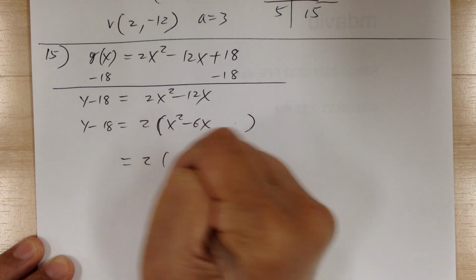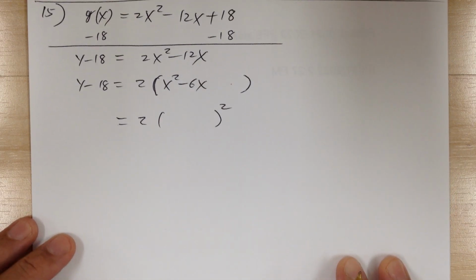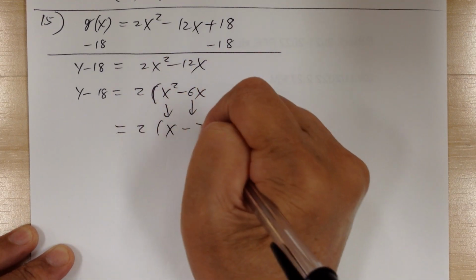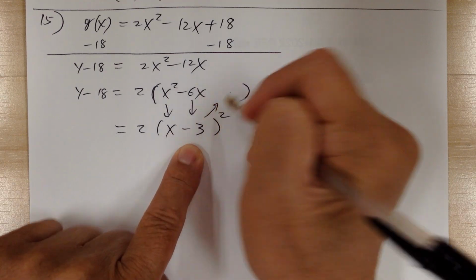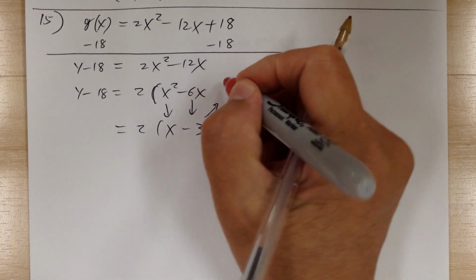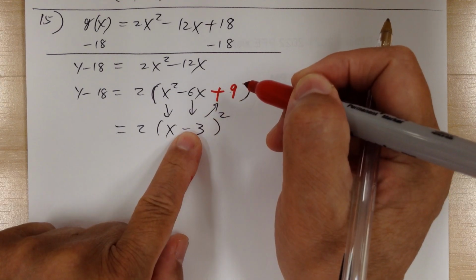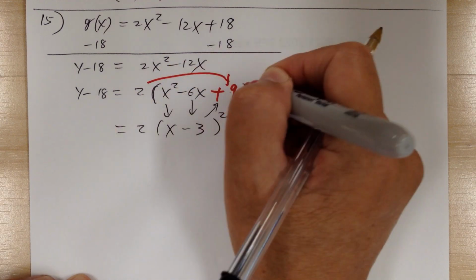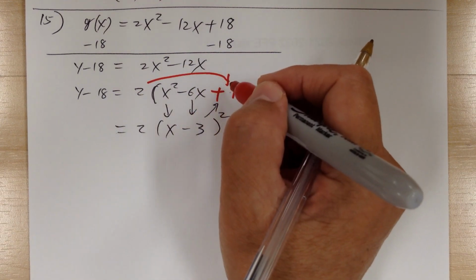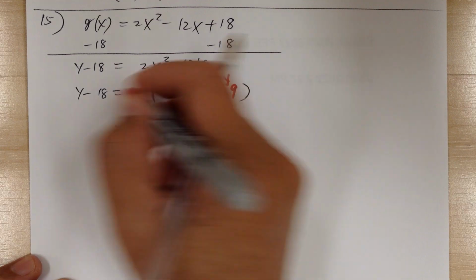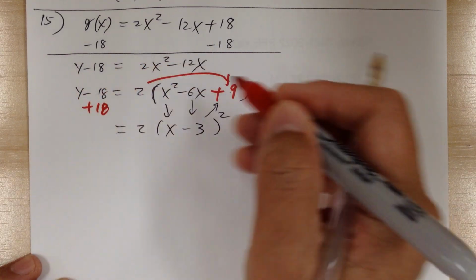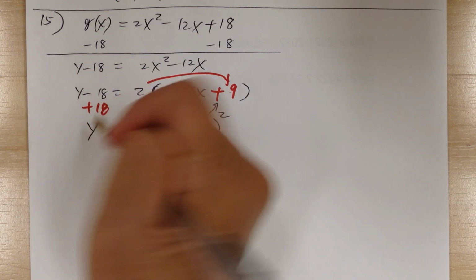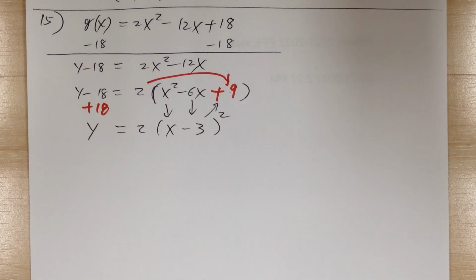Now you have to go and get your template ready. So from this, I get minus 3. Once I get this number, I square that, so this becomes plus 9. Right? Negative 3 squared gives me 9. But there's a 2 times in front. See that? 2 times 9. So actually, I need to plus 18 on this side, because 9 times 2 is 18. And therefore, I get y equal to that, because I plus 18.